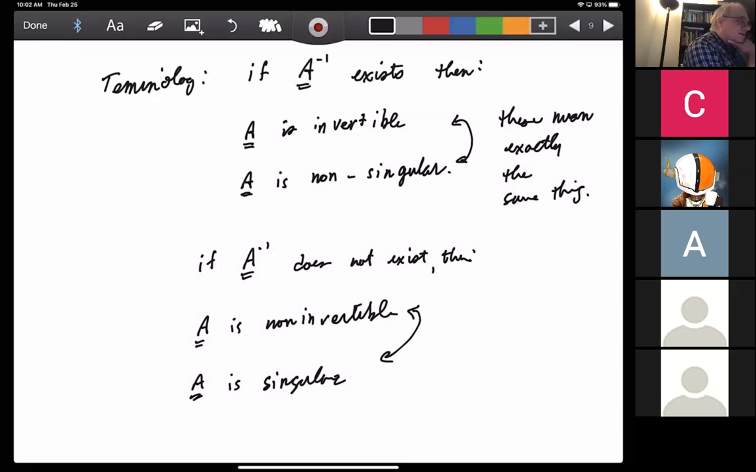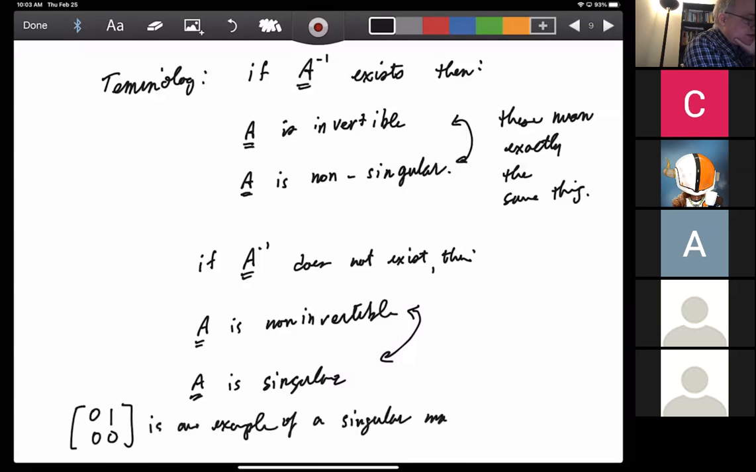The inverse doesn't exist. And it's clear that there are matrices that are not invertible, right? So [0, 1; 0, 0] is an example of a singular matrix, a matrix that doesn't have an inverse, right? So let's see what would happen if we actually tried to compute the inverse of this guy. So before we go on, has everyone got what they need from this page?